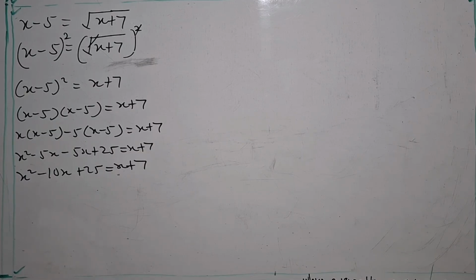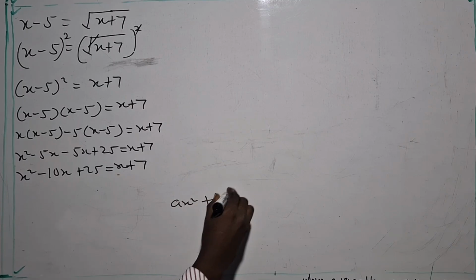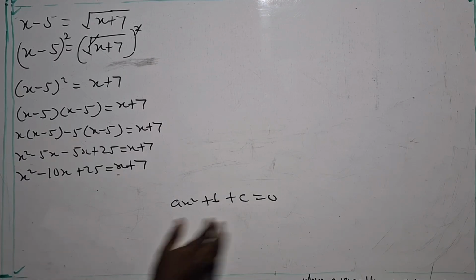So what do I have to do? I have to group like terms. Since I'm having a squared term here, it means I'm getting something like a quadratic equation, something like ax squared plus bx plus c is equal to 0. When you see something in this form, that's a quadratic equation, so you leave it in such form.